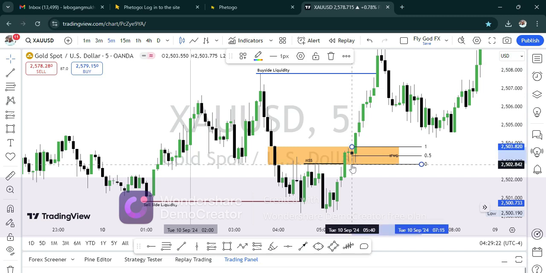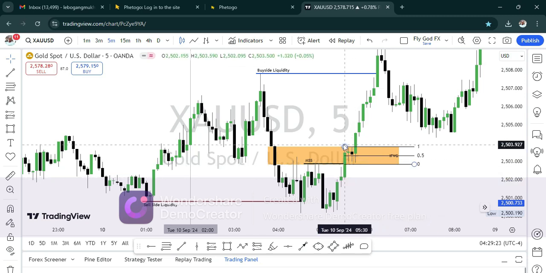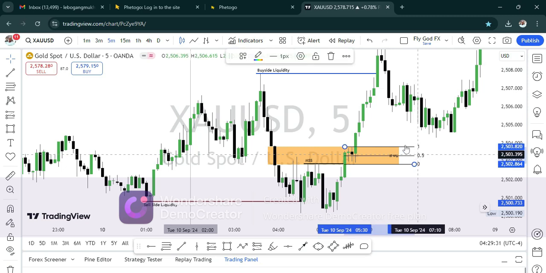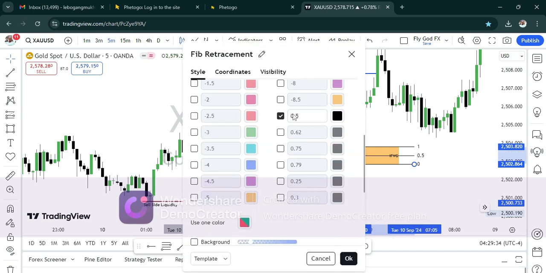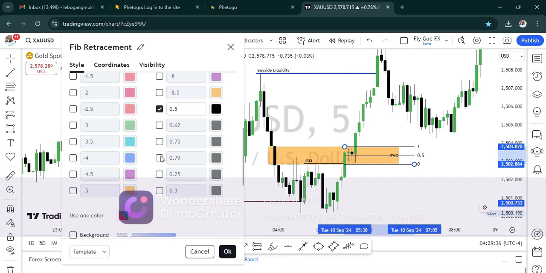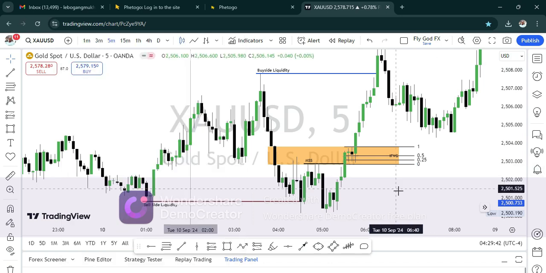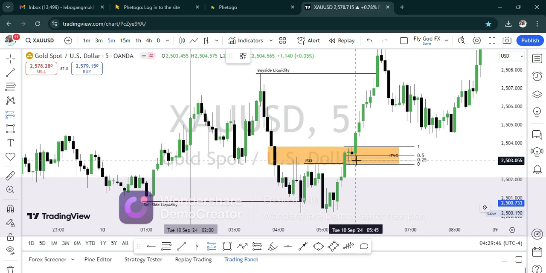It broke to the upside, closed above, went down, closed above, went down again. As price went down again, I want to show you something. We're in deep discount now. What do we do when we're in deep discount? We enter our longs. Here's our deep discount.